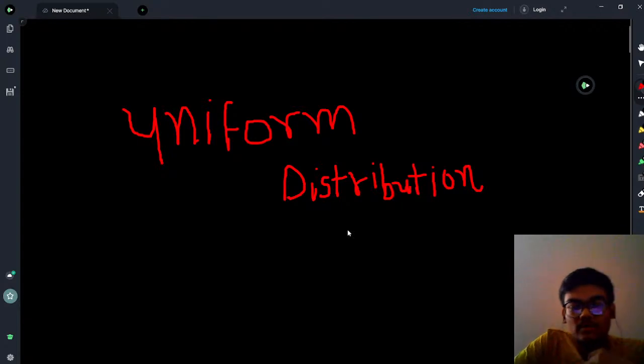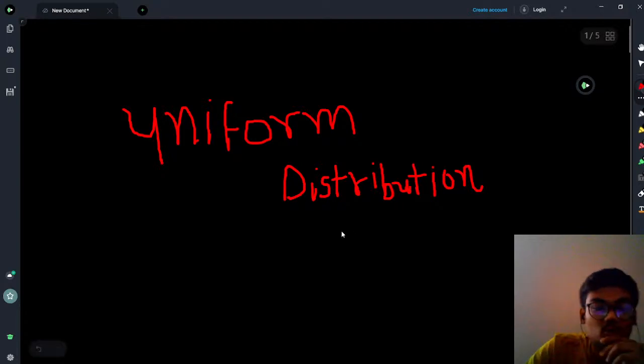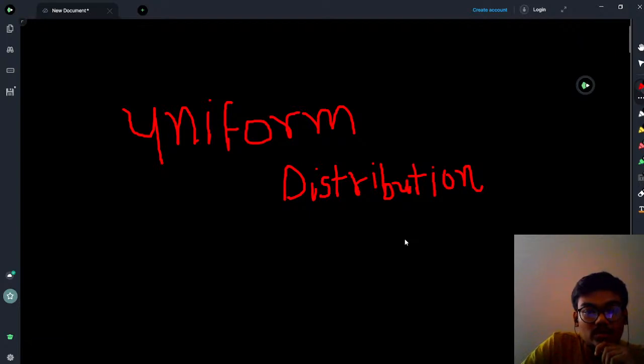So our today's topic is uniform distribution. In the previous two lectures we discussed discrete random variables, which means our probability distribution is based on discrete values. We saw two distributions, the binomial distribution and the Poisson distribution. Now we are moving to the continuous random variable, and for that the first distribution is the uniform distribution.